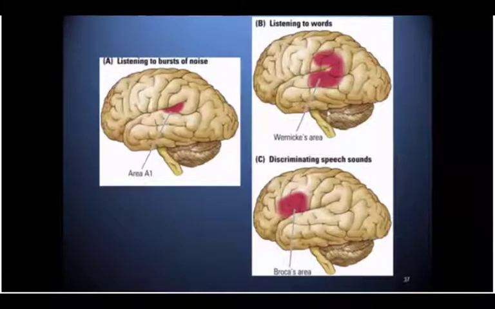Here you have examples of activation in the brain dependent on the type of noise a person is hearing. You hear loud noise, that immediately goes right to the primary auditory cortex. It doesn't go much beyond that because it can process loud noise. When you're listening to words, however, it spreads out and becomes more active and goes into Wernicke's area. And then when you're discriminating speech sounds, meaning trying to create them, you have activation of Broca's area.